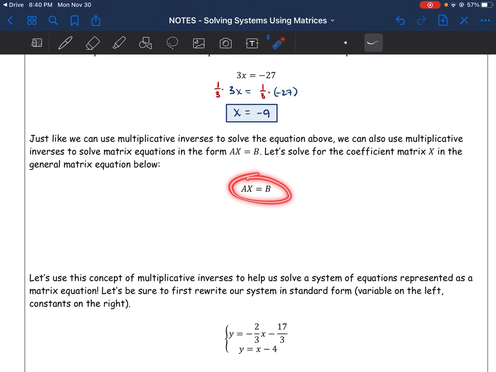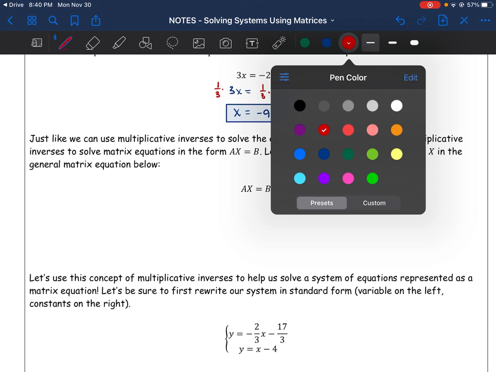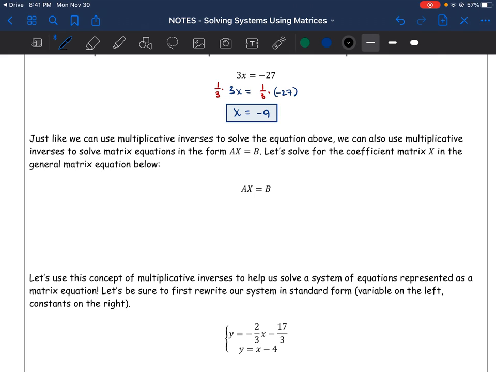This is our generic matrix equation, A times X equals B. Remember that A is a coefficient matrix, X is a variable matrix, and B is a constant matrix. Our goal is we want to solve for the matrix X, not the coefficient matrix. This should actually say variable matrix X, because we're trying to solve for the unknown variables. So this is a small typo, let's fix that.